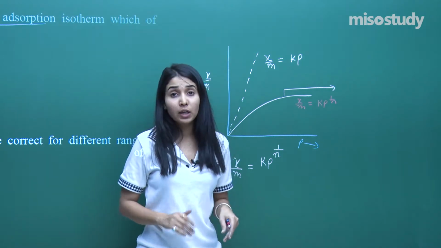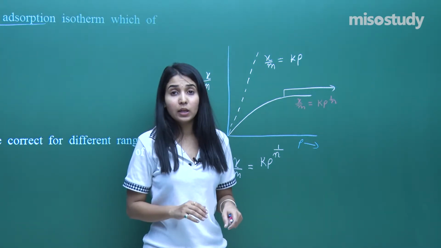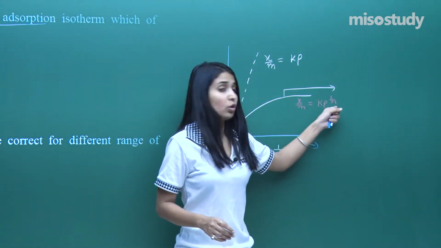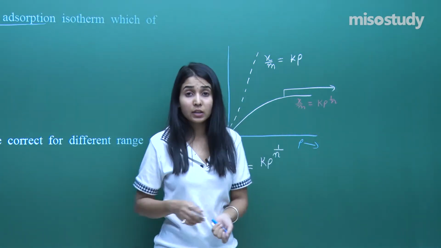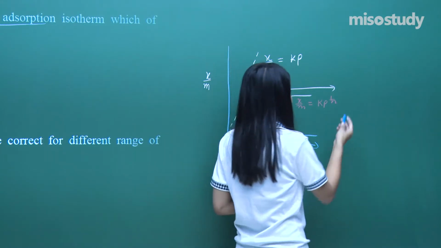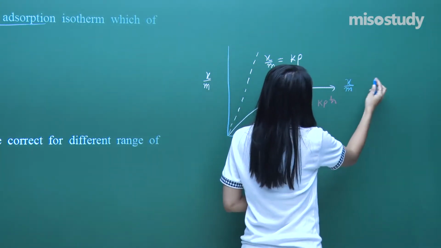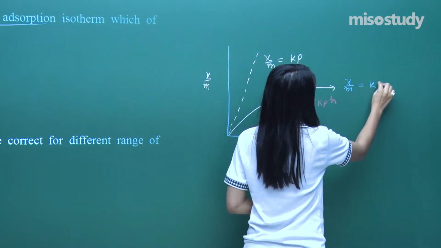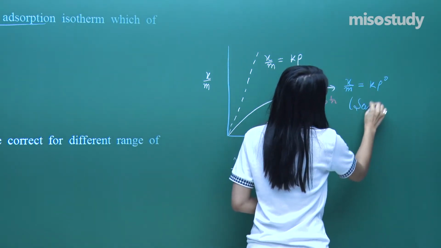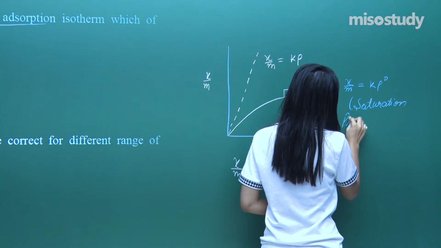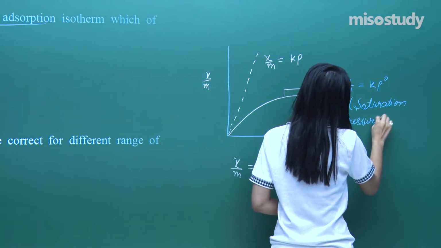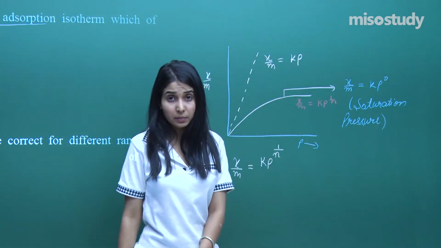When it got saturated till the infinity point, that means 1 upon infinity, what does that refer to? That refers to my P to the power 0. Do I have that in option? Well, of course, yes, I have that as well. So this refers to my, because this is what? This is my saturation pressure.